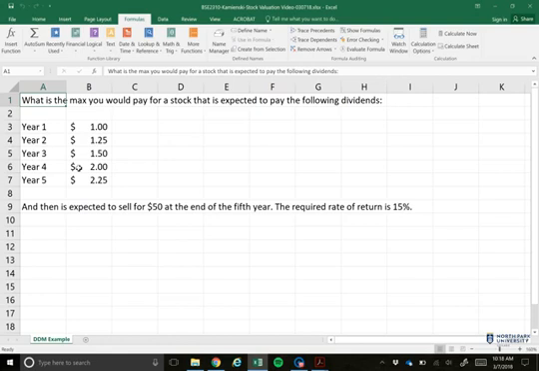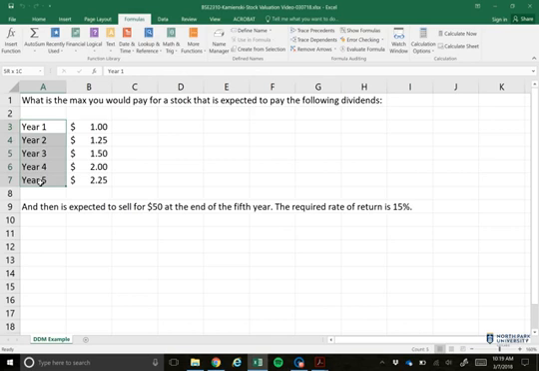Let's take a look at a dividend discount model problem. The way I know that this is a dividend discount model problem is it is a standard problem that we know in terms of having cash flows at specific points in time and a required rate of return. Now, I'm going to change the orientation and see if maybe some of you are assisted by a different layout. But let's say that this stock pays the following dividends.